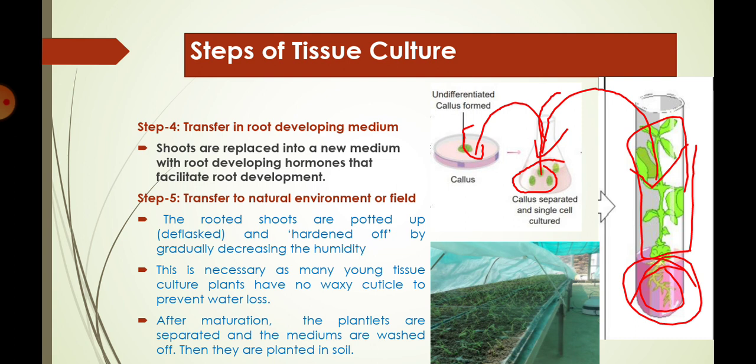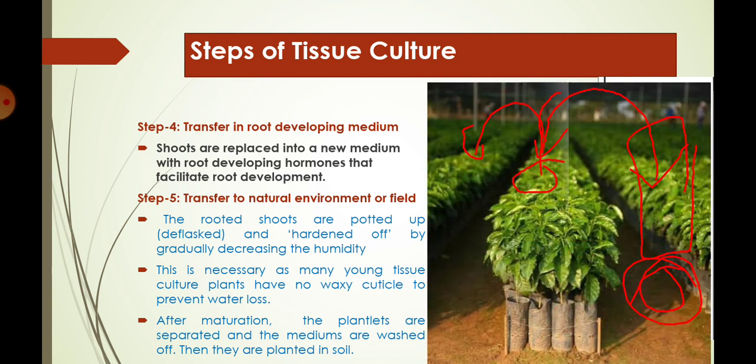The matured plantlets are separated and the medium is washed off, and then they are planted in the soil. So we are having many plants from a small part of a plant, and that's why tissue culture is used.